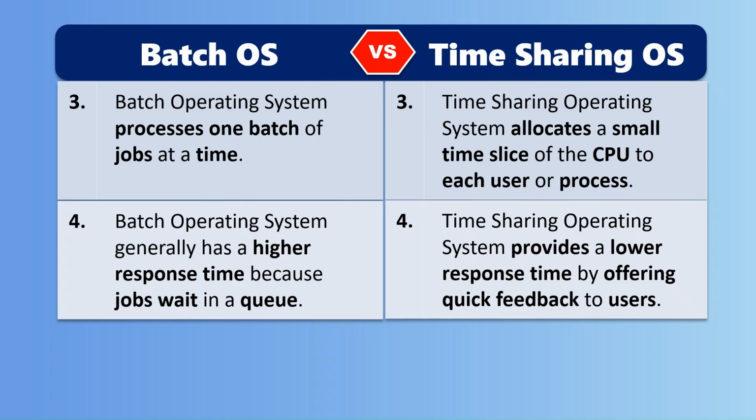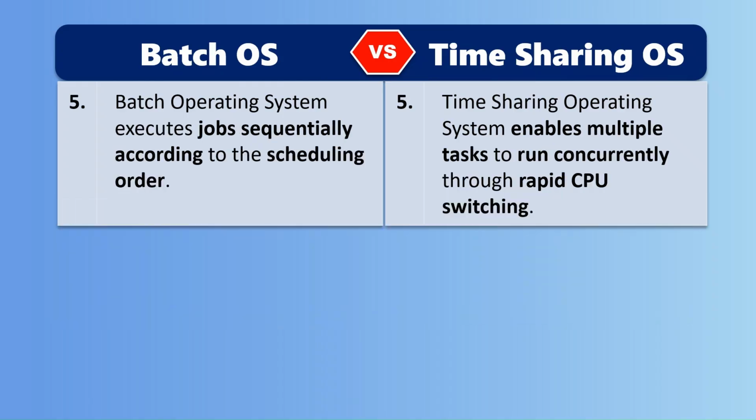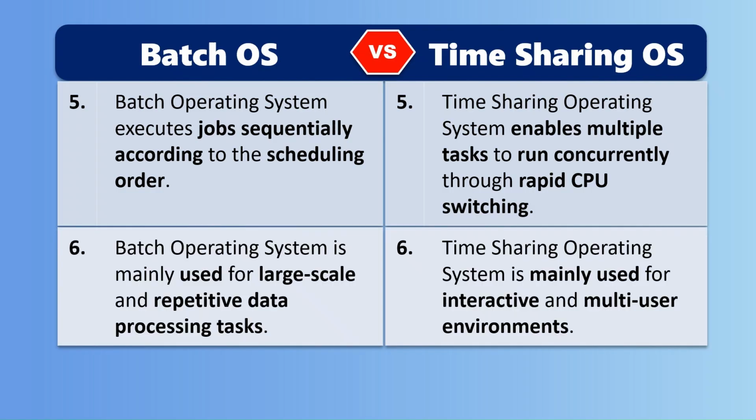Time-sharing operating system provides a lower response time by offering quick feedback to users. Batch operating system executes jobs sequentially according to the scheduling order. Time-sharing operating system enables multiple tasks to run concurrently through rapid CPU switching. Batch operating system is mainly used for large-scale and repetitive data processing tasks.